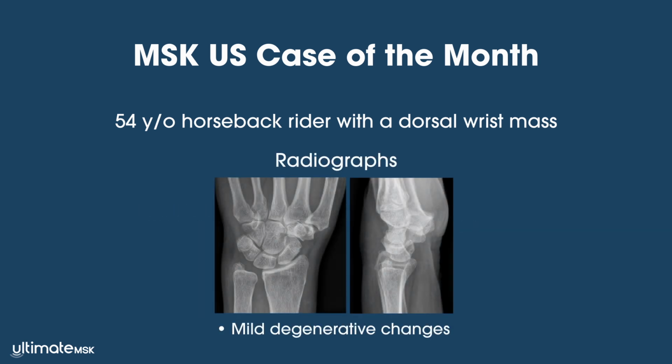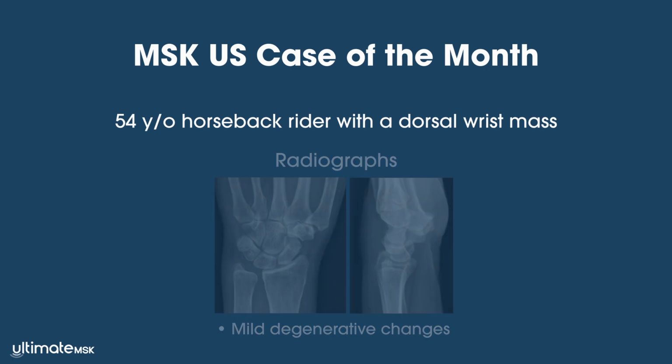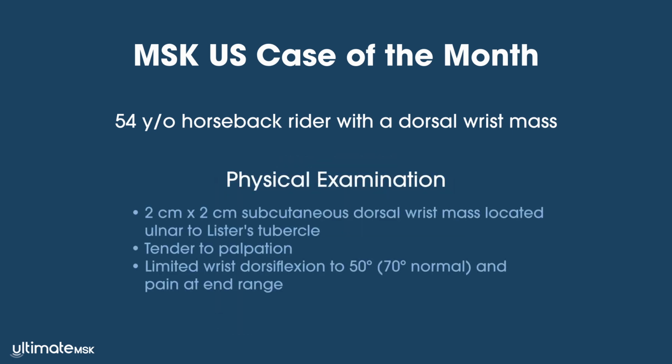Radiographs were obtained and showed mild degenerative changes. A diagnostic ultrasound was requested. On physical examination, the patient had an approximately 2 by 2 centimeter palpable subcutaneous mass located over the radiocarpal joint, just ulnar to Lister's tubercle. There was no erythema, but the mass was moderately tender to palpation. Wrist dorsiflexion was limited to 50 degrees, with pain at the end range.